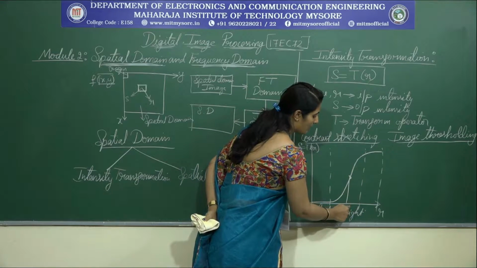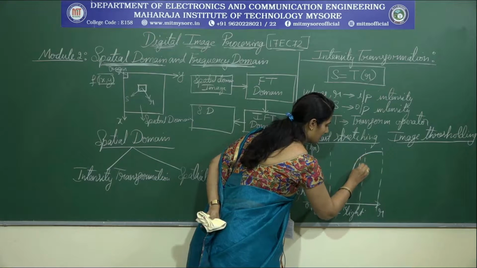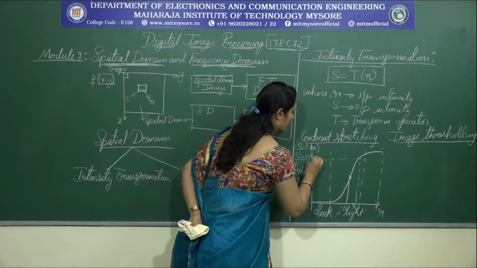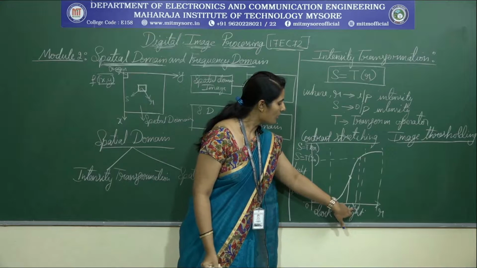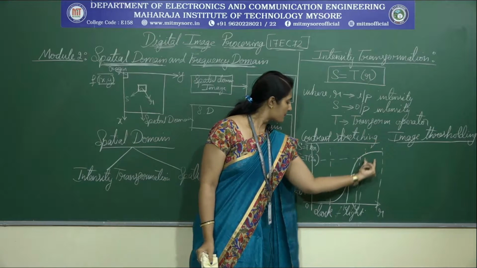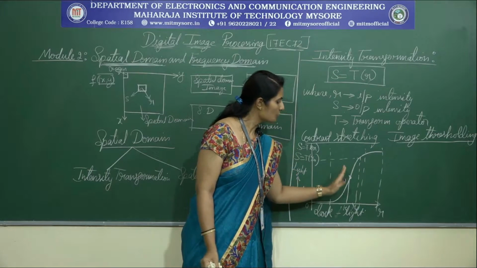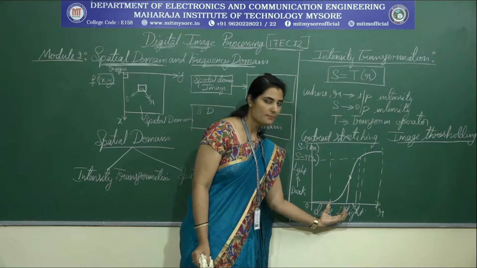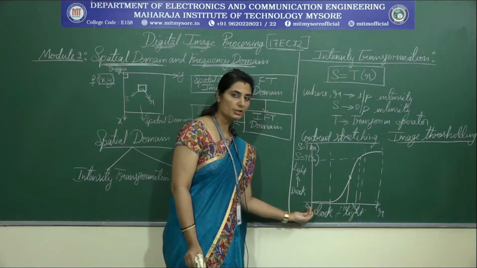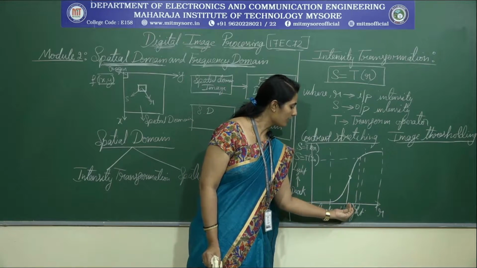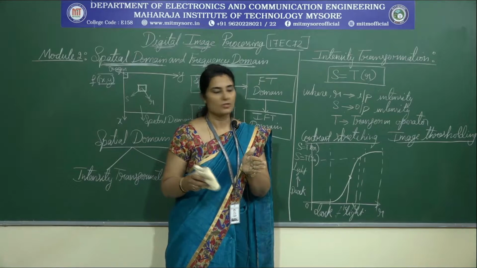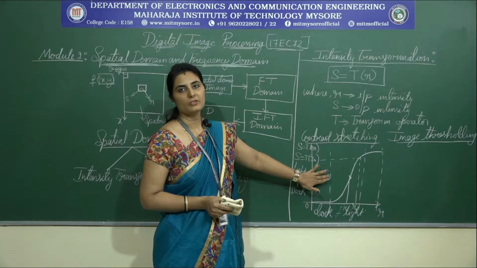Okay. And for example, if this is the value R naught, then S is equal to T of R naught. So if the value of R is greater than this K, then it is mapped to the narrow intensity values towards white. So what happens by this? The values of R less than K become darker, and the values of R greater than K become brighter, thereby giving the contrast in the image. So this is how contrast stretching works.